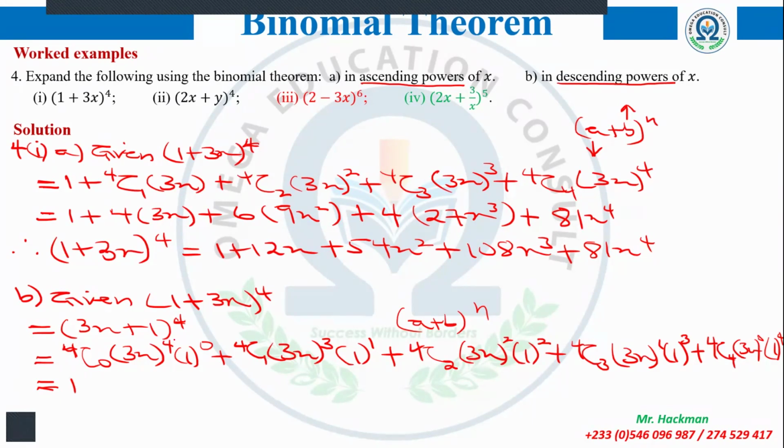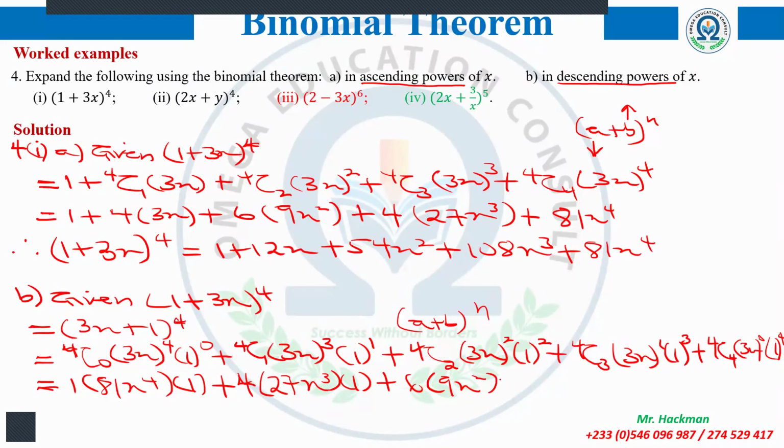Then this one will give out, if you push the power in, you are going to get 3 to the power 4, which is what? 81. Then x to the power 4. Then any number to the power 0 is what? Is 1. Then plus 4 combination 1 is 4. Then you get 3 cubed, that is what? 27. Then x cubed. 1 to the power 1 is what? Is 1. Then plus 4 combination 2 is 6. Then 3 squared x squared, so you get 9x squared. Then 1 squared is what? Is 1. Then plus 4 combination 3 is 4.